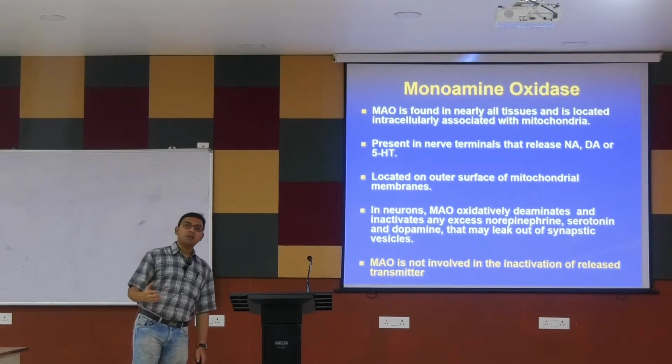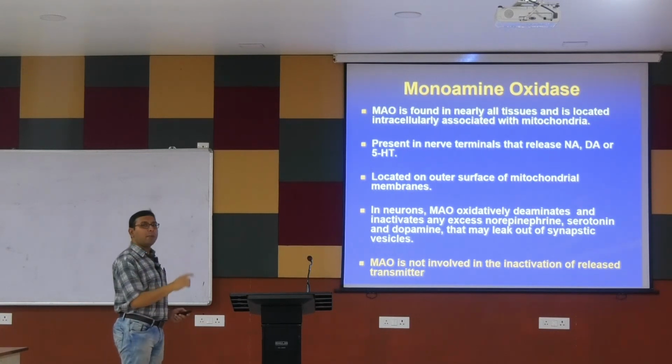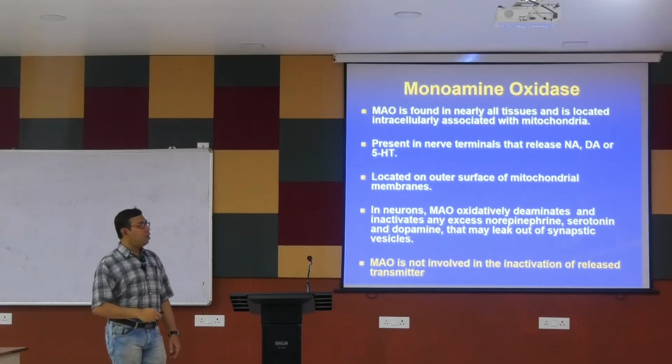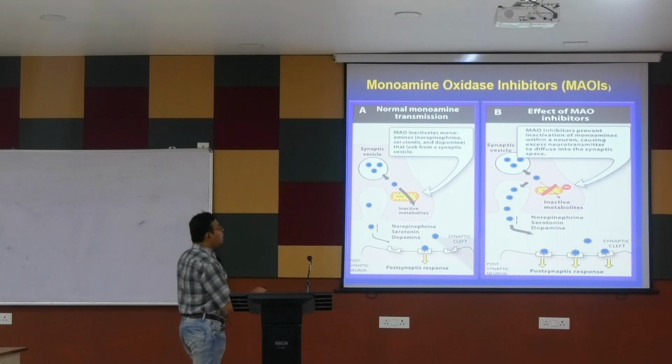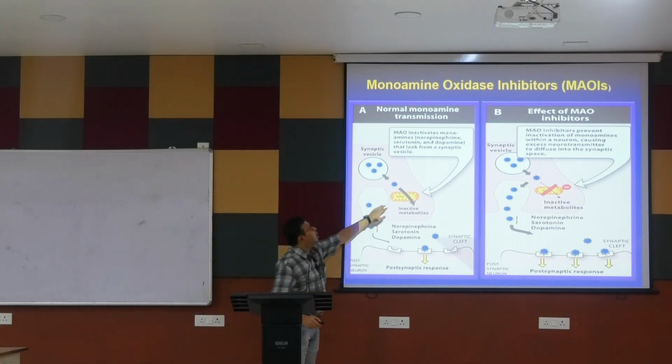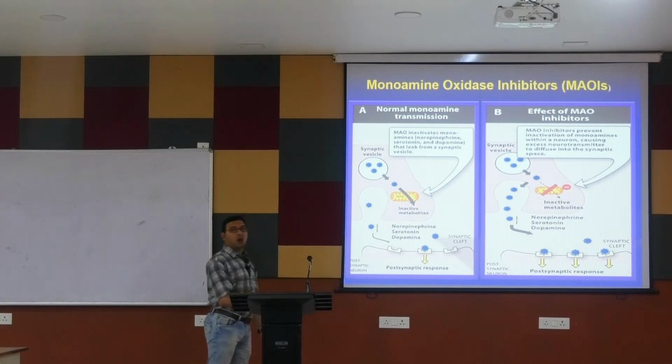So the released transmitter inactivation usually does not happen by this, but before release, intravesicularly, we can metabolize some of it if we inhibit monoamine oxidase by means of the monoamine oxidase inhibitor. So you can see this monoamine oxidase inactivates the monoamines, norepinephrine, serotonin and dopamine.